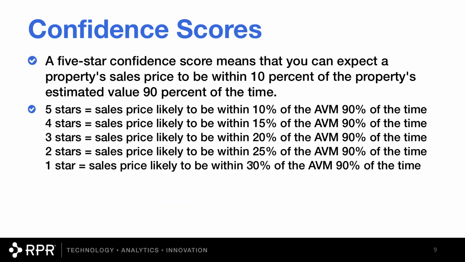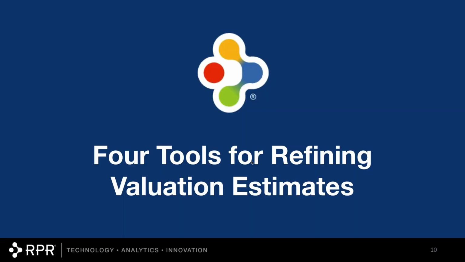Now, you're also going to see confidence scores in here. And when you have a property that has a 5-star confidence score, that means that that property's sales price could be anywhere within that 10% of that property's estimated value 90% of the time. And then 4 stars goes down to 15%, 20 for 3, 25 for 2, and 30% for a 1-star. So that's kind of how you can look at it when you're looking at your properties and that confidence score.